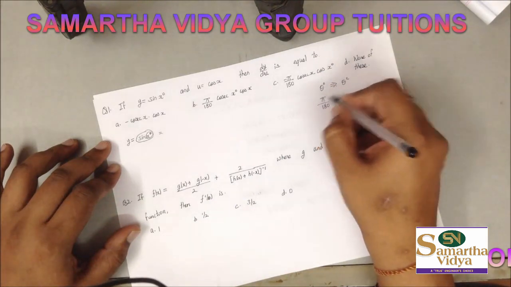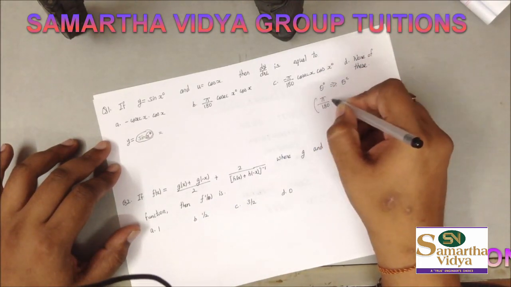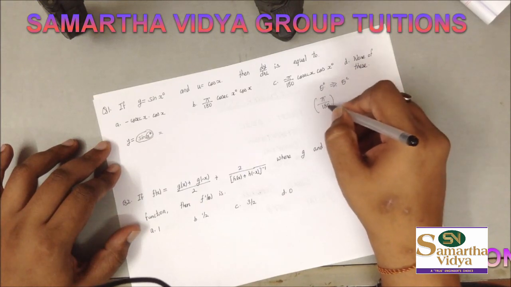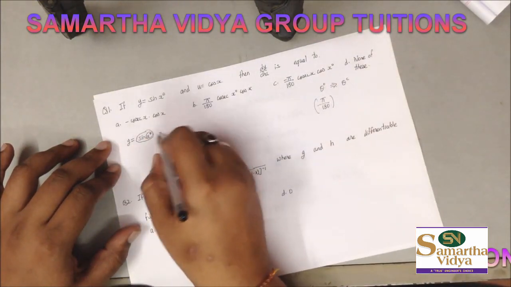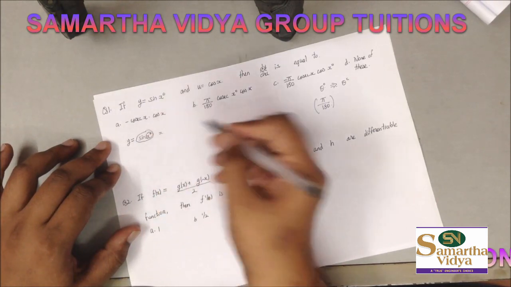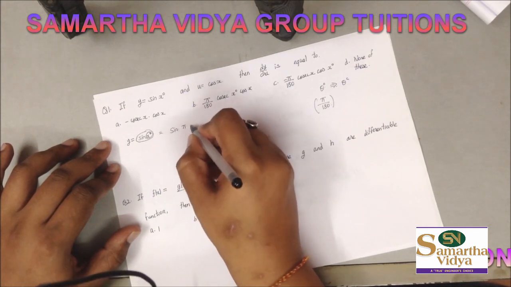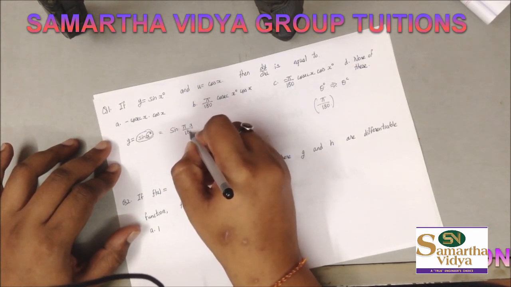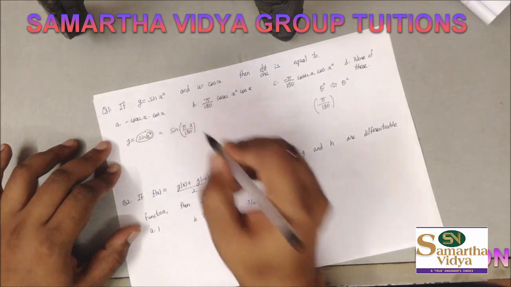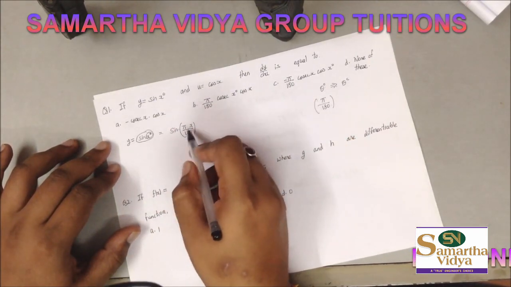If I want to convert any angle which is given in degrees to radians, I have to simply multiply by pi by 180. So in this case also we will be converting this x, which is in degrees, to the radian form. So this becomes sin(pi x upon 180). This becomes the angle in radians. So now we can directly take the derivative of this.